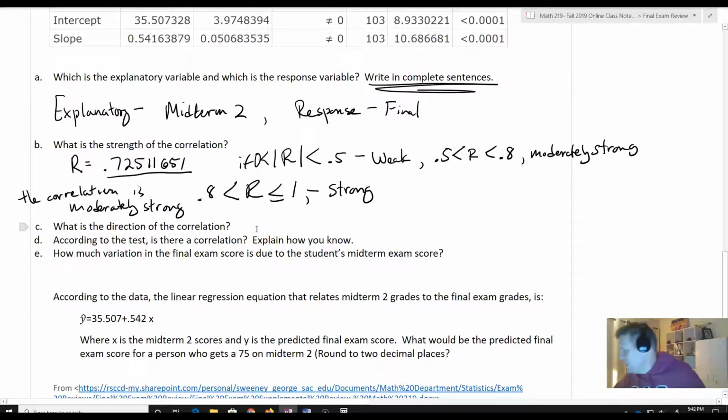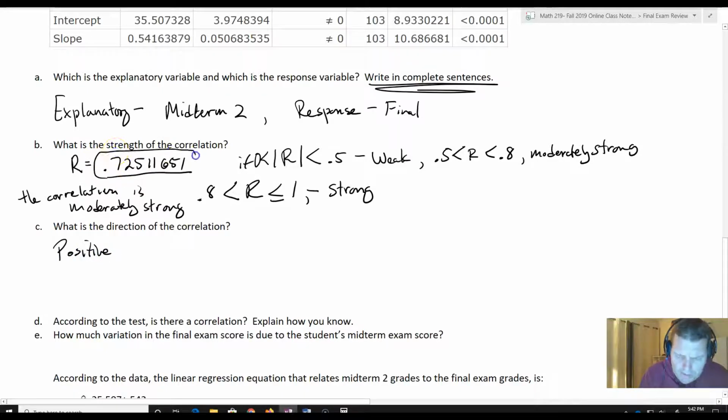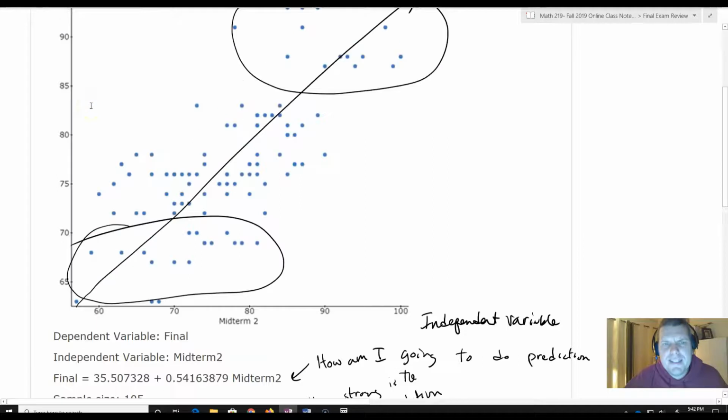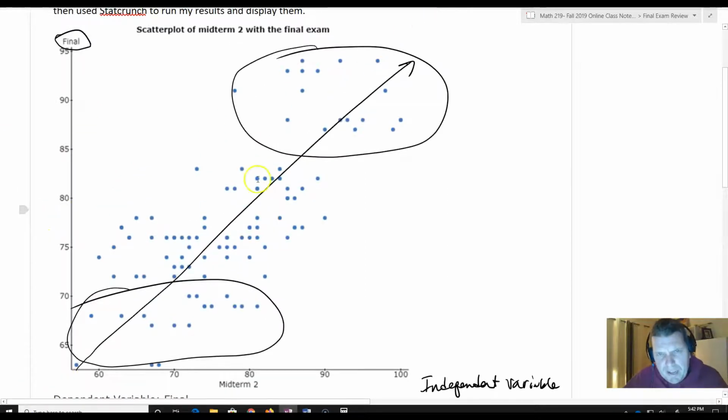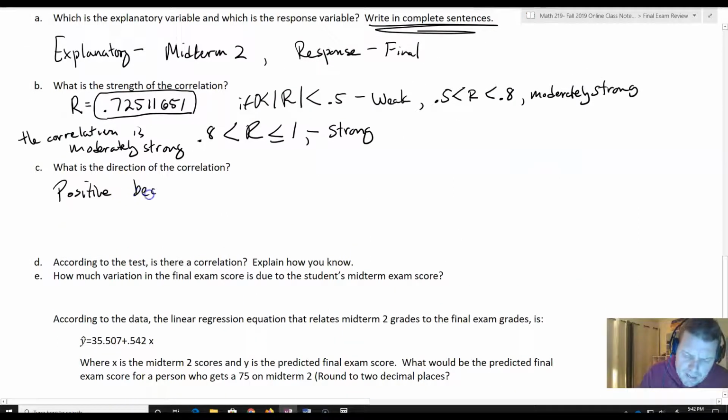The direction of the correlation is positive. And that means something for us too. It's a positive correlation because r is positive. It's a positive correlation because that line that I just drew has a positive slope. It's going upward. As midterm 2 goes up, the final exam score goes up as well, okay? So positive because, okay, it's positive. And let's get into a little interpretation here. That means as midterm 2 increases, the final exam score increases.